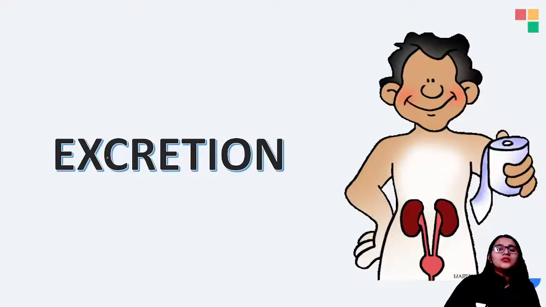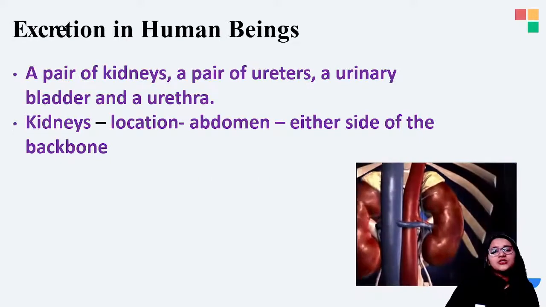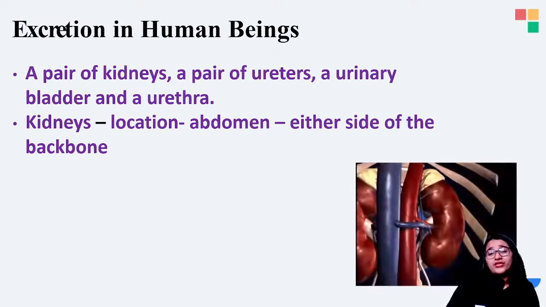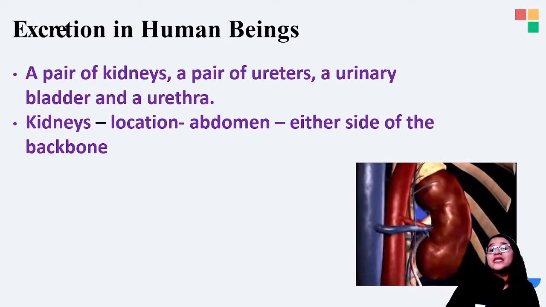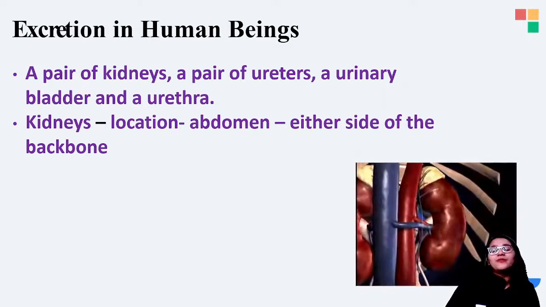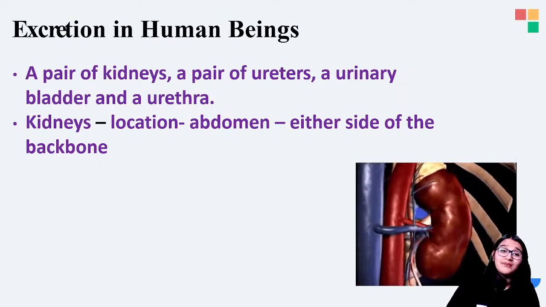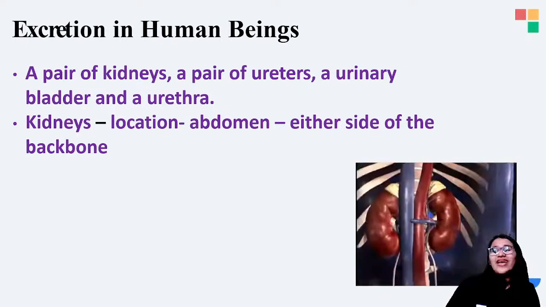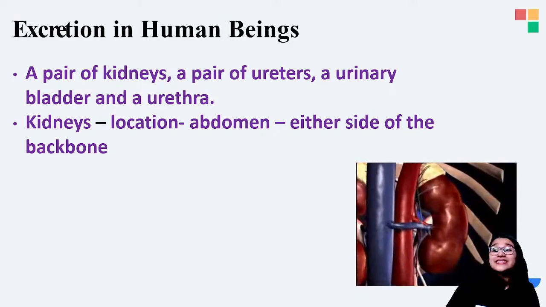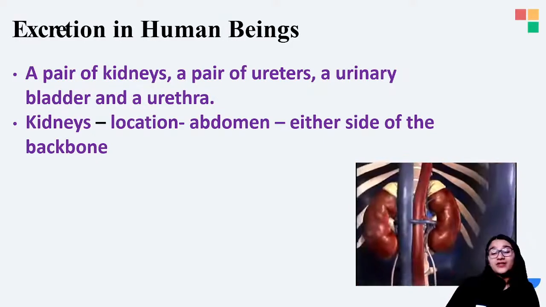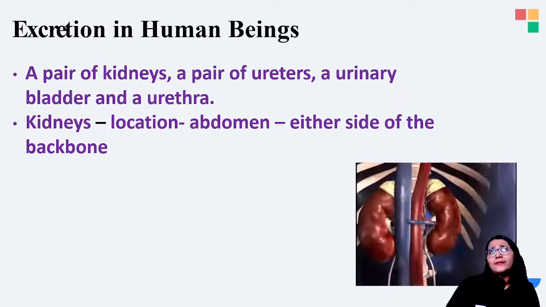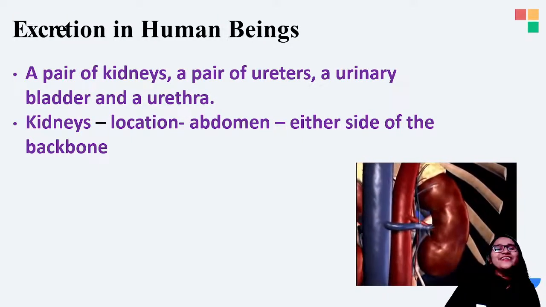Okay. So next, move on to excretion. Also, what is excretion? What is included? What are the body parts that are included in excretion? So we have a pair of kidneys, a pair of ureters, a urinary bladder, and a urethra, which make up the entire excretory system. Now, do we have specialized organs for that? The answer is yes, we have specialized organs for that.